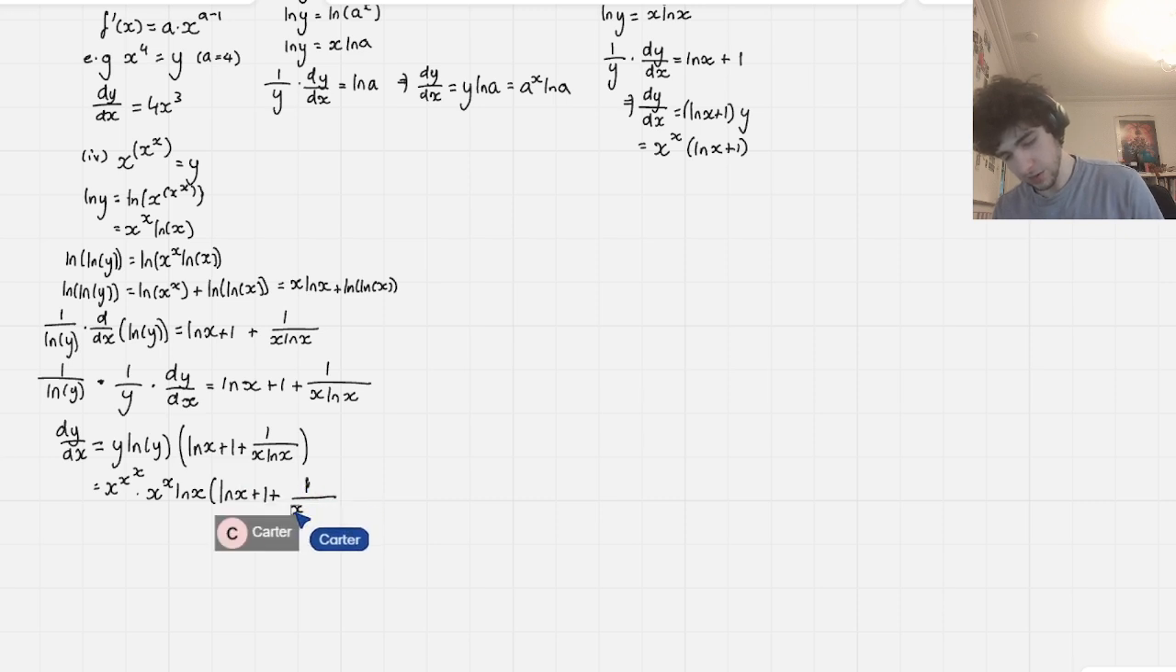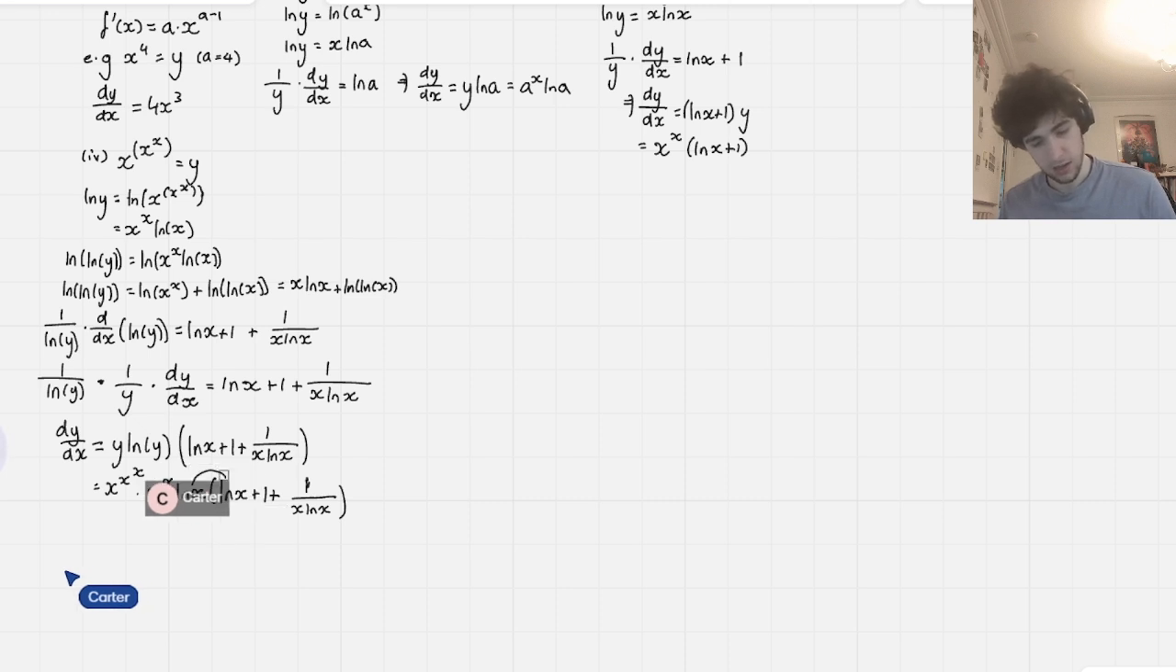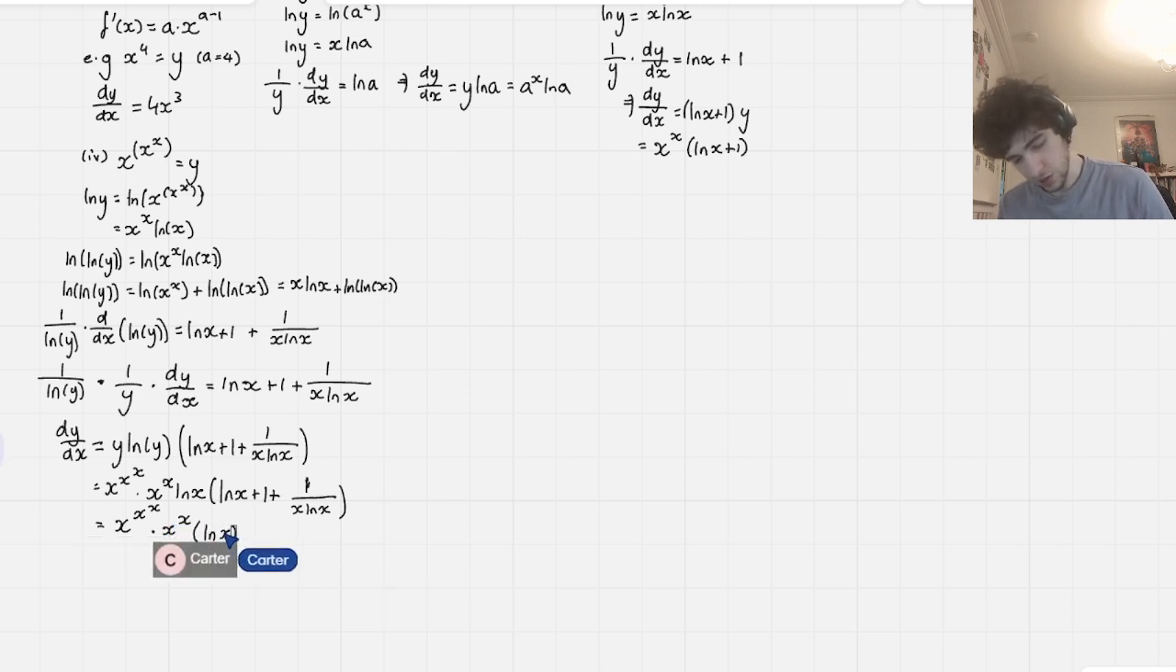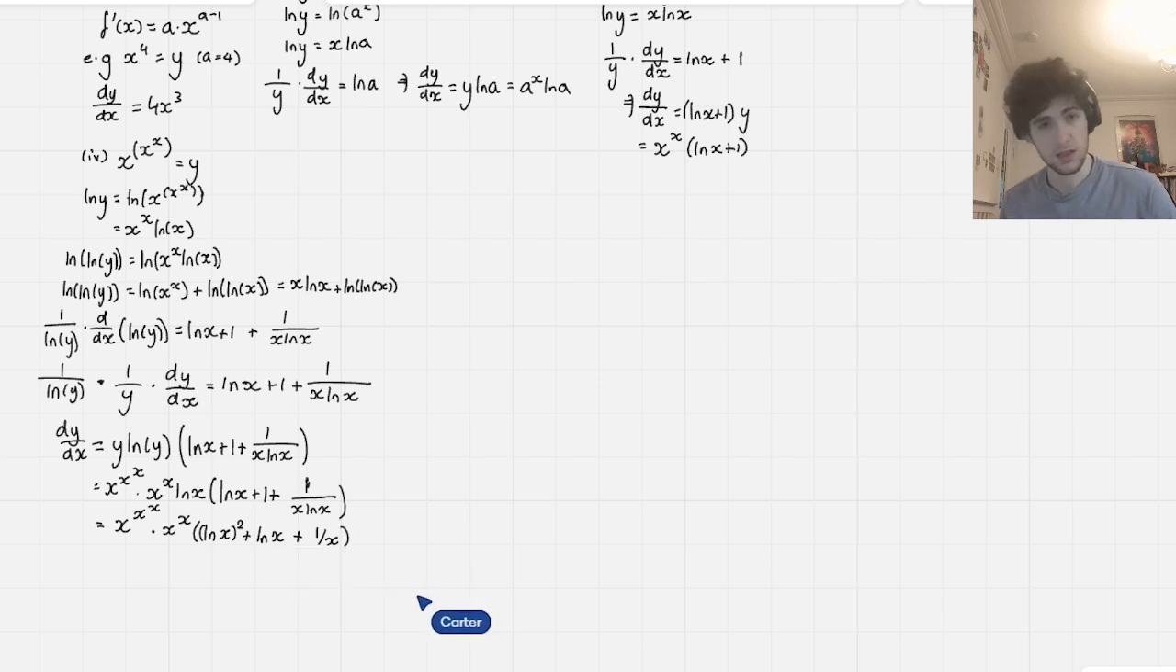So that's the answer, but let me simplify that even more. We can distribute ln x through this bracket. So then what we're going to get is x to the power of x to the power of x times x to the power of x times ln x all squared, add ln x over x ln x, which just gives you 1 over x. So that's the answer to part IV.